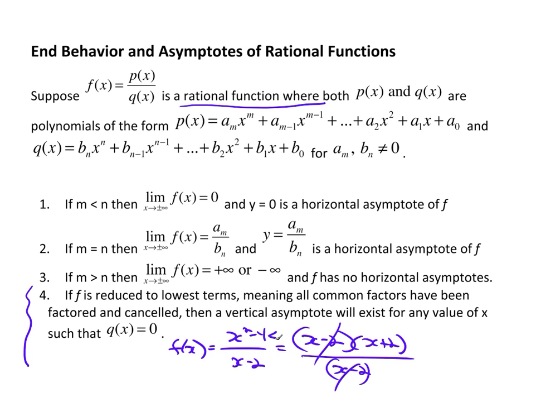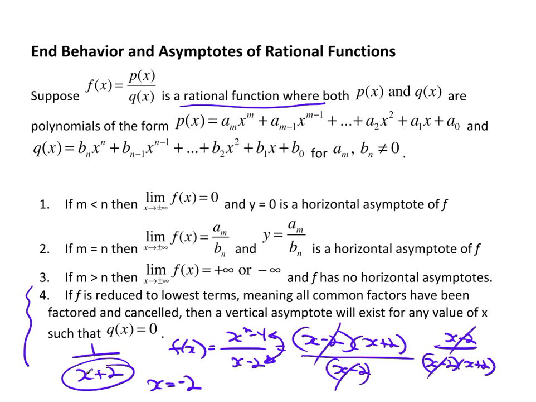But if I switch these around, then I have in the numerator x minus 2 over x minus 2 times x plus 2. These will cancel out, and I end up with 1 over x plus 2. Well, everything's been canceled that possibly can be. So when x equals negative 2, the denominator is 0, so I will end up with a vertical asymptote.